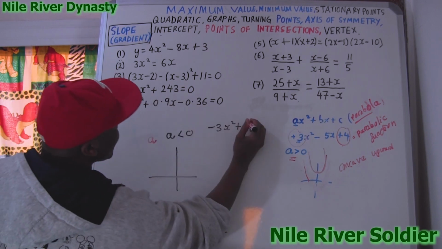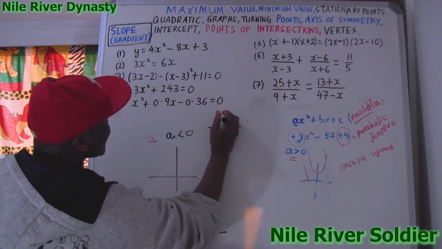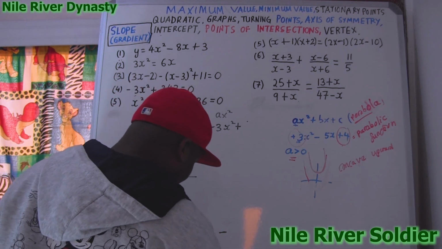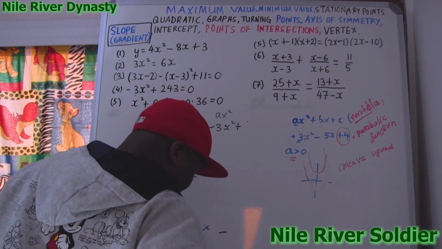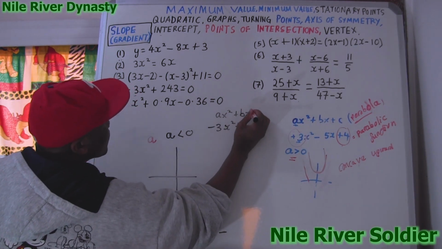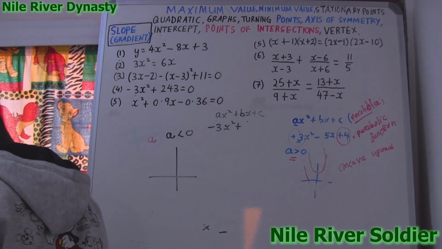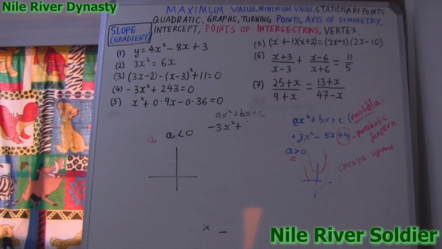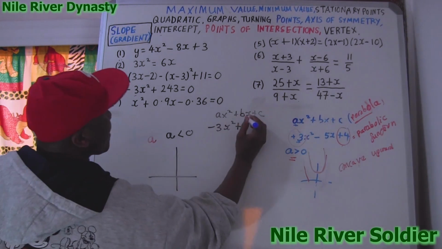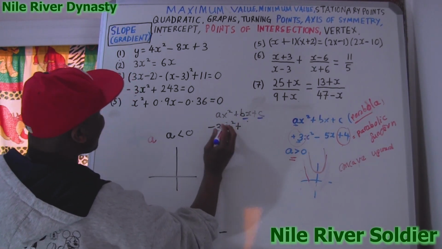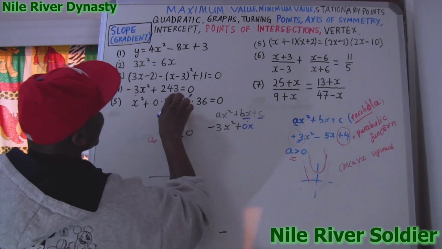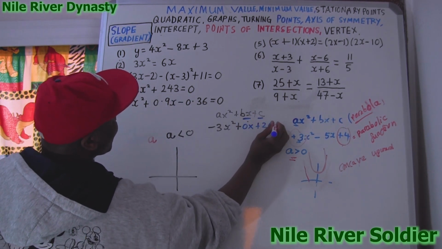Do you have a b here? No. Okay, let me write. This is ax squared plus bx plus c. Sorry guys, my pen finished. Do you have a b here? b is something with 1x. No, we don't have it, so it's like 0x. And c is 243.